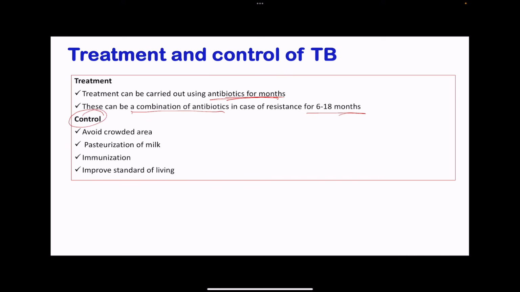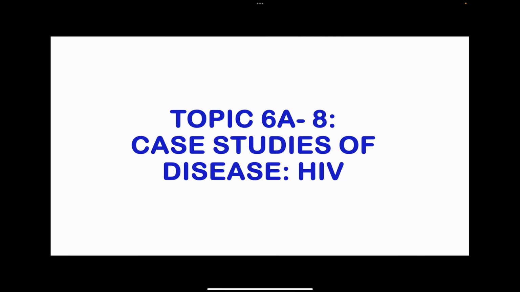To control tuberculosis, you need to avoid crowded areas, you need to take pasteurized milk, you need to go for vaccination or immunization, and you can improve standard of living.